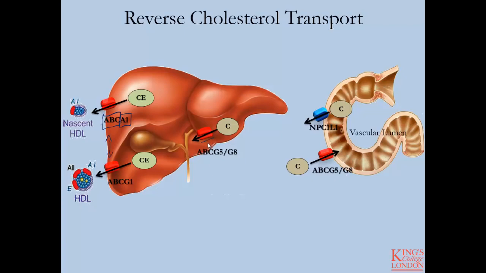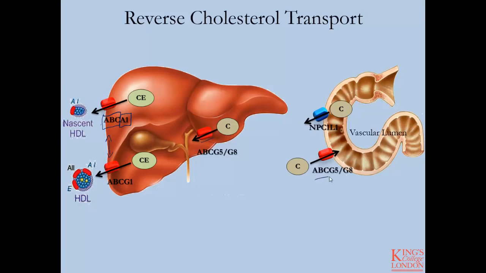ABCG5 and G8 are highly expressed in the liver, specifically near the canalicular membranes, and these serve the function of exporting cholesterol from hepatocytes into the hepatobiliary secretions. So the 9 to 10% content of hepatobiliary secretions, which is cholesterol, comes from the active transport of this free cholesterol from the hepatocyte into those secretions.